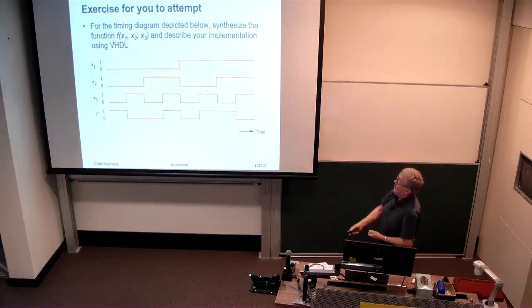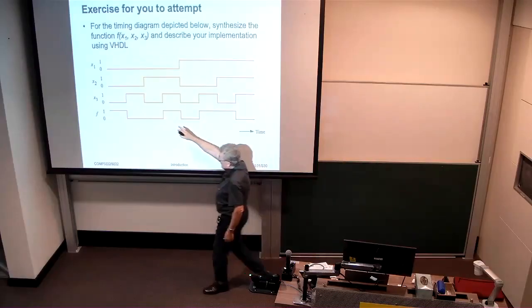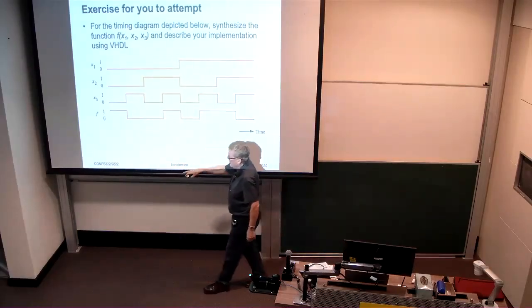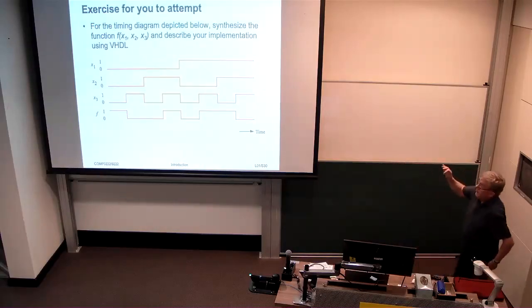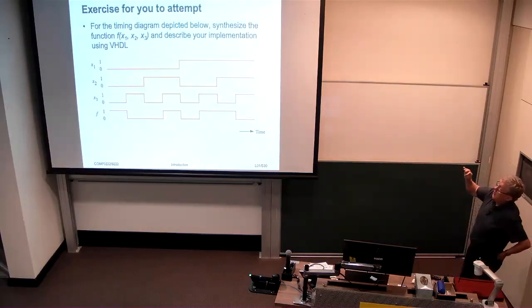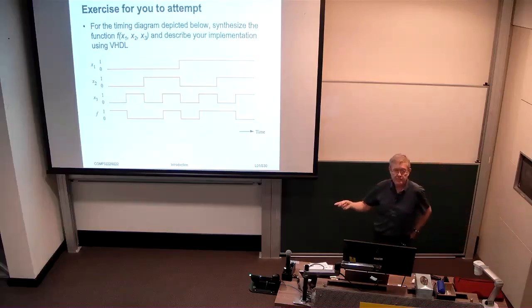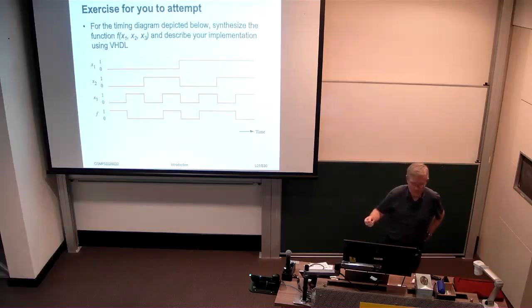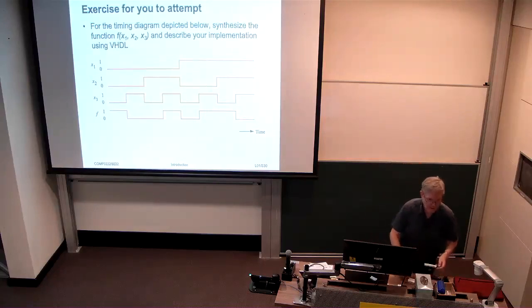All right, so here's a timing diagram for a 3-input circuit. X1, X2, and X3 are inputs, and F is the output. Are you able to determine what the truth table is for this function? And can you describe it in VHDL? I'd be very surprised if you can do it in your head, unless you've had experience at this before. You've got to be systematic about it.